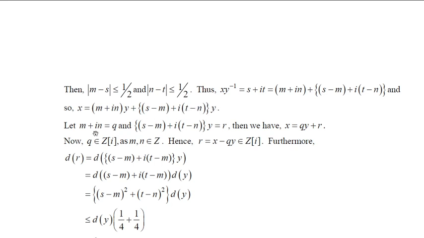Now, let m plus in be equal to q. Because m is an integer and n is an integer, I'm assuming m plus in as q. You should note that m is an integer, n is an integer, therefore m plus in is an element in Z of I. So your q is an element in Z of I, and s minus m plus i into t minus n into y is equal to r.